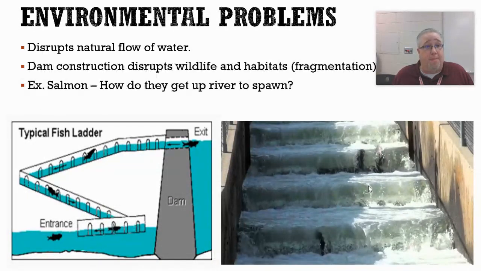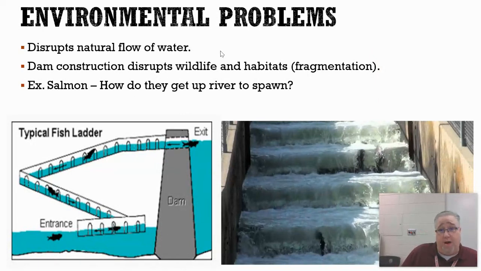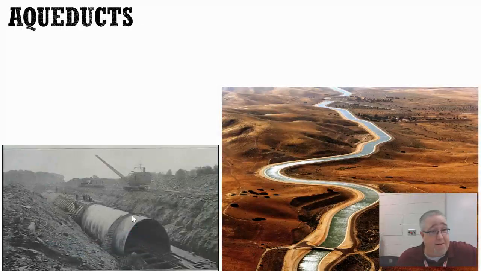Some environmental problems with dams. They do disrupt the natural flow of water. So, anytime you're blocking the water flow, that disrupts habitat. So we can disrupt wildlife, fragment habitats. We've talked about fish ladders before. If all of a sudden you're blocking the river, then you're blocking the natural migration of organisms, and one of those might be fish, like salmon.